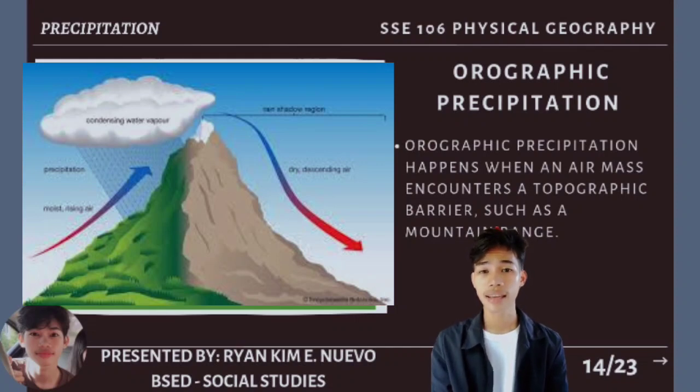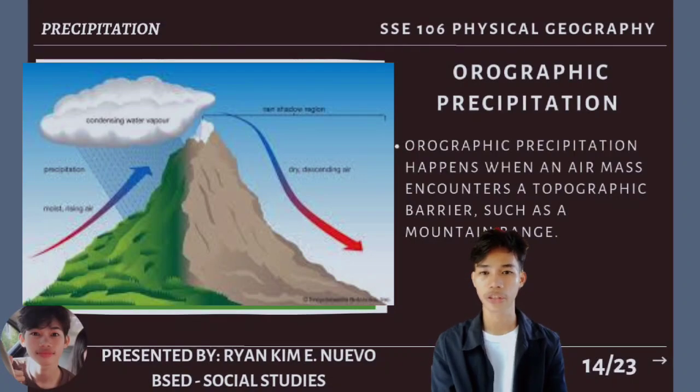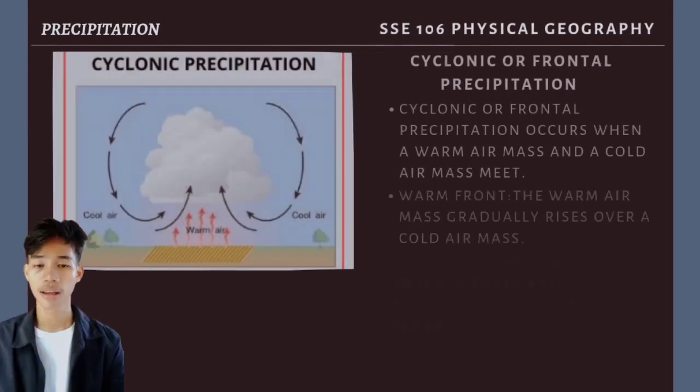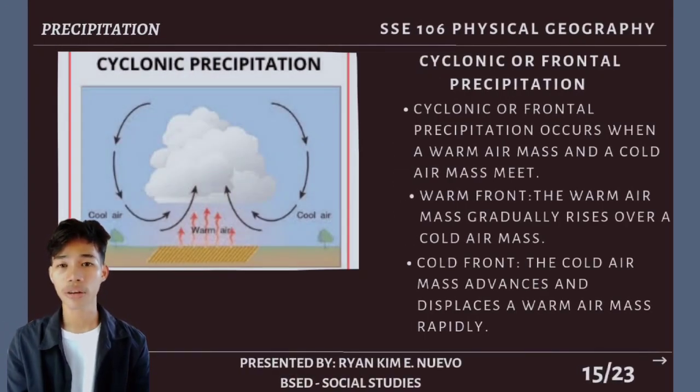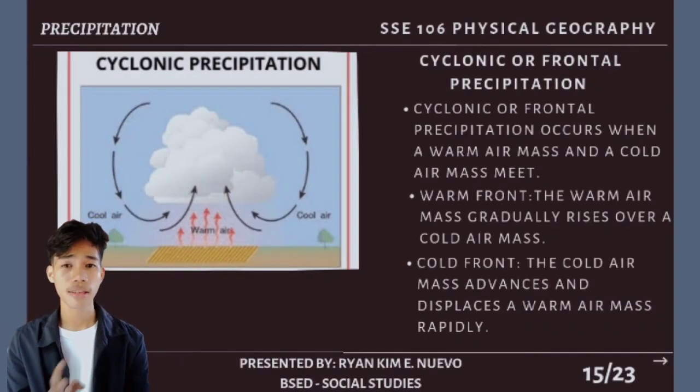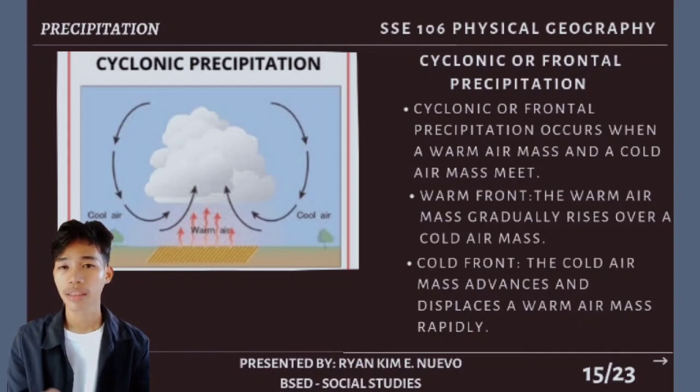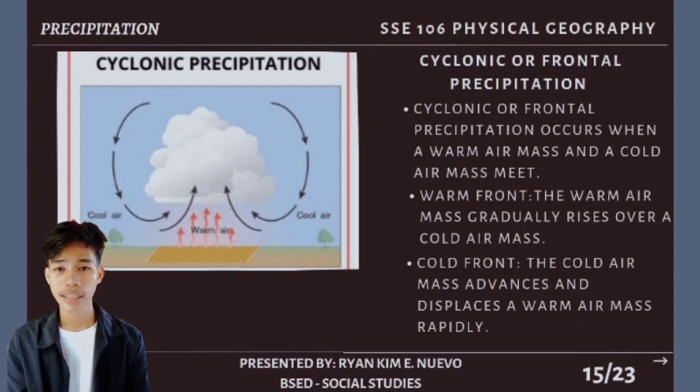The air descends on the leeward side, creating a rain shadow effect where the area experiences less precipitation. And lastly is the cyclonic or frontal precipitation. Cyclonic or frontal precipitation occurs when a warm air mass and a cold air mass meet. The warm air mass is lifted over the denser cold air mass, leading to the formation of fronts.